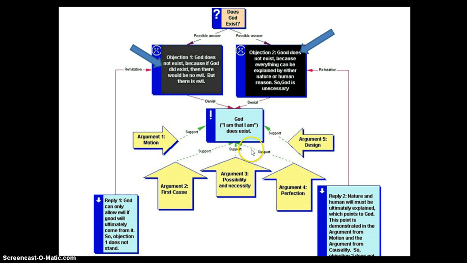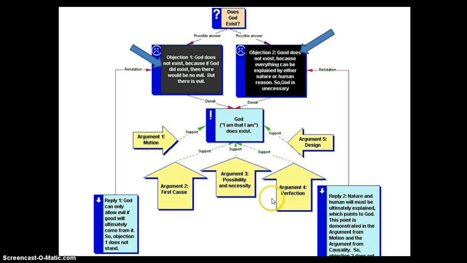Then he says, his famous pattern is he brings up the objections, and then he says, on the contrary, God says, I am that I am. I propose that God's existence can be proven in 5 different ways. And the 5 arguments are here in these yellow arrows: motion, first cause, possibility and necessity, perfection, and design.